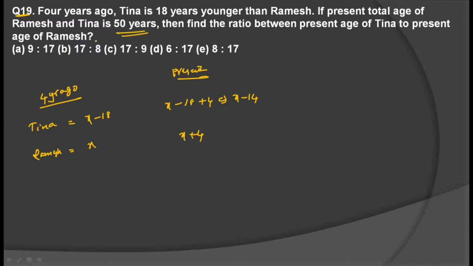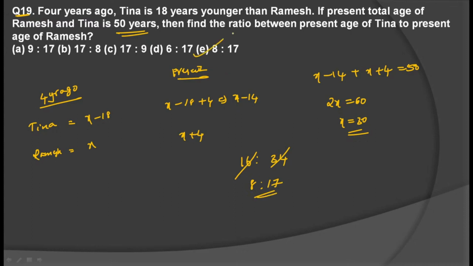Here, the sum of the present ages of both persons is 50, which means X minus 14 plus X plus 4 is equal to 50. Now here 2x is exactly equal to 60. Now the value of x is equal to 30. Now here the question, find the ratio between the present ages. Present ages means 30 minus 14 is equal to 16. 30 plus 4 is equal to 34. Now the ratio becomes 8 is to 17.